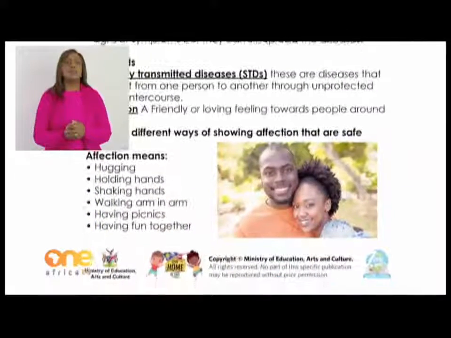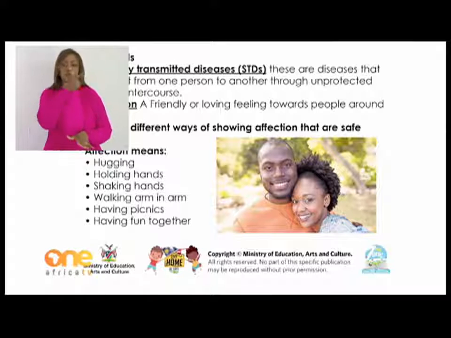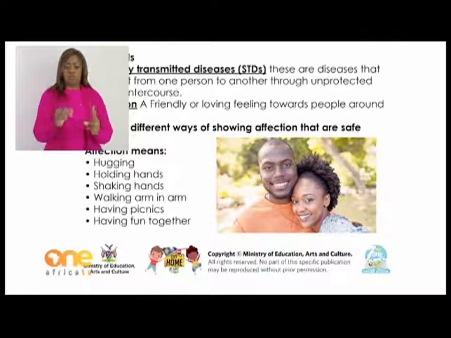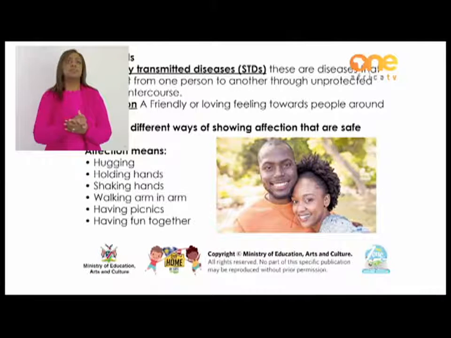Okay, before we move on, we need to look at our keywords. The first one is sexually transmitted diseases, STDs. These are diseases that transmit from one person to another through unprotected sexual intercourse. The second keyword is affection. Affection is a friendly or loving feeling toward people around you.